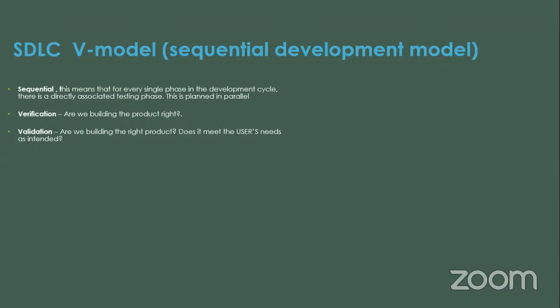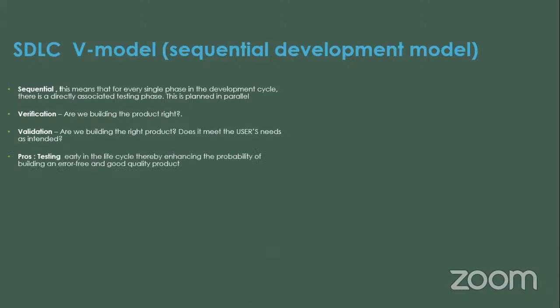So take it as expected and actual. Expected is verification. My actual is that I am validating it. That is what it means. So now, are you building the right product? Is this what the user, the client itself, wants? That's what that phrase means.